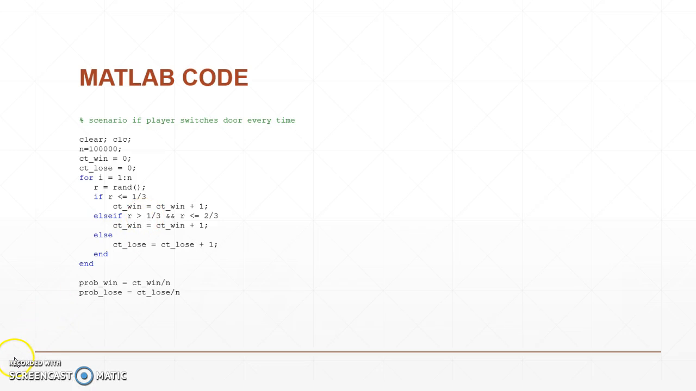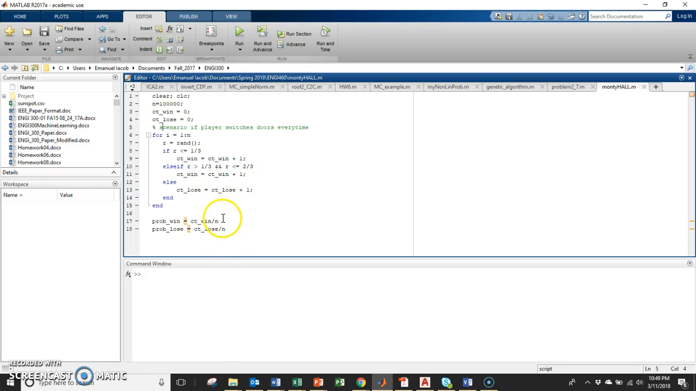Now let's look at the results in MATLAB. Here we go with the same exact MATLAB code, and if we run this, we'll show you how we get our results. We've now run 100,000 iterations, and the probability of winning gives us about 2/3, and the probability of losing about 1/3, which is what we expected based on our mathematical approach from the first part.